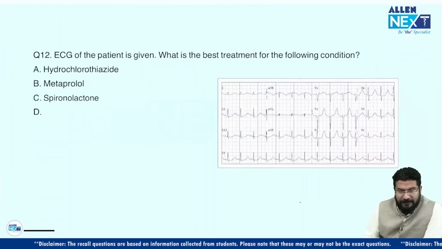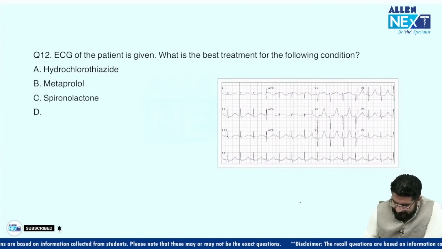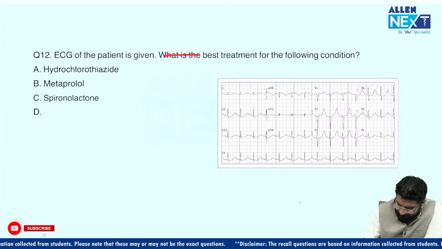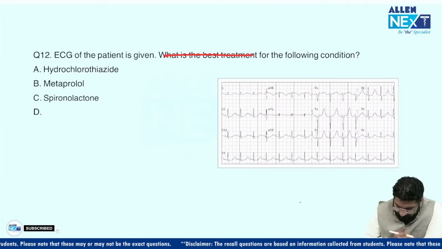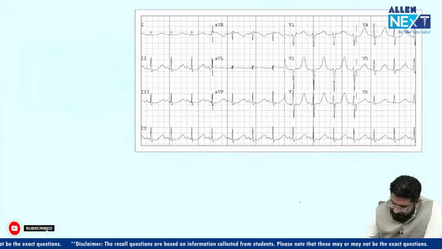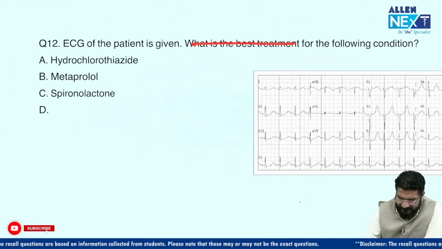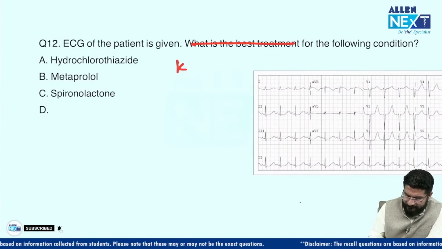Okay. Coming to next, you can see this ECG. ECG is given. What is the best treatment for this condition? I think the cause was asked, not treatment. So understand, in the ECG you can see there are tall T waves. These are due to hyperkalemia.